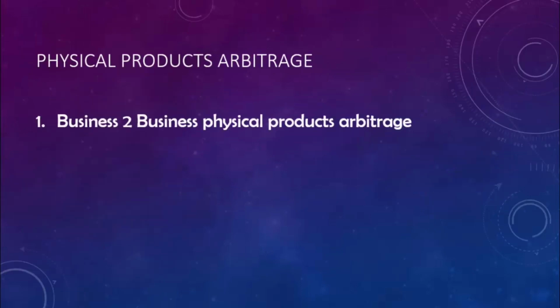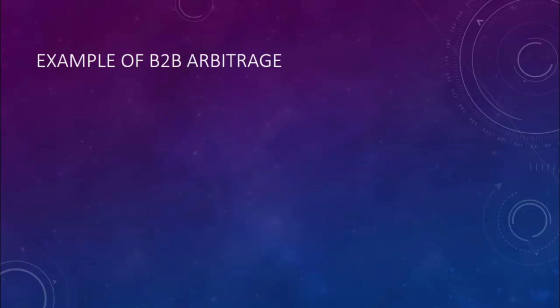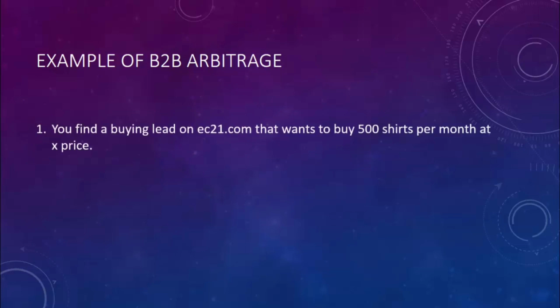We will go into more details and which are the options of business that we have in this type of arbitrage. So let's go on with physical products arbitrage. First of all, we have the first type of physical products arbitrage, which I personally like very much, business-to-business physical products arbitrage. And let me just give you an example of this type of arbitrage, because it's a little bit different than what we will talk about in this class, but it can be a very lucrative business model.